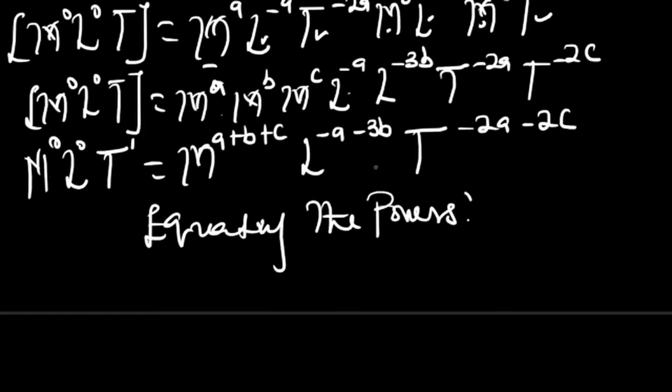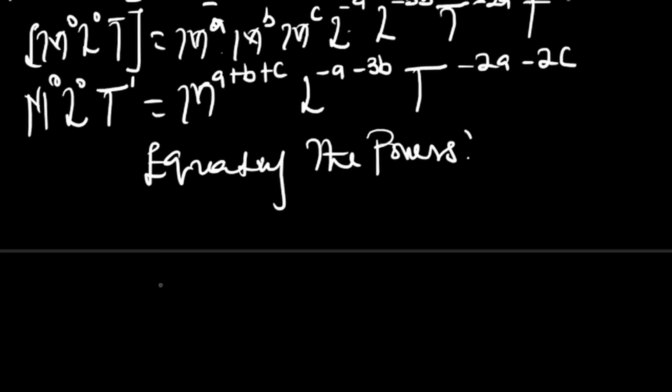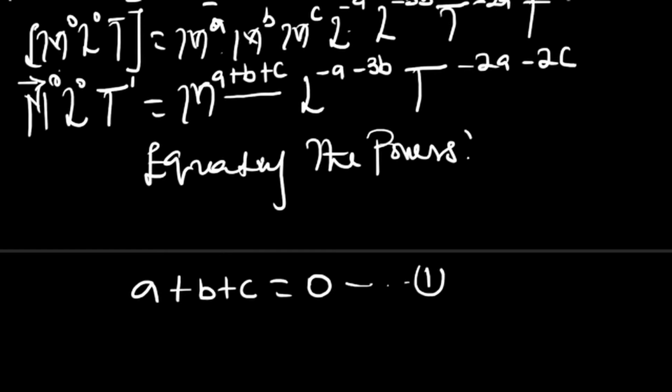Okay, so for the m, it's now going to be a plus b plus c is equal to 0. Look at this. The powers of m on the right hand side is equal to a plus b plus c, and the power of m on the left hand side is 0. So I'm going to equate them by saying a plus b plus c is equal to 0, and this I'll call my equation 1. Now let's do for the L.